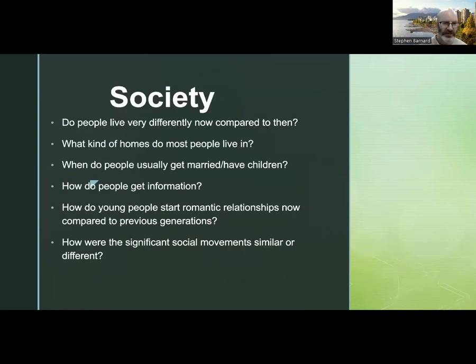Okay, society. Do people live very differently if you compare the previous generation to now? What kind of homes do people live in? When do people usually get married and have children? Do people get married and have children? How do people get information? How do young people start romantic relationships now compared to previous generations?